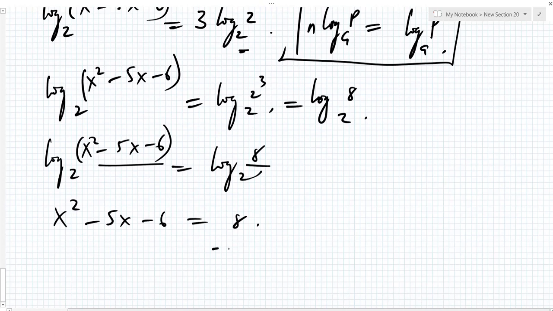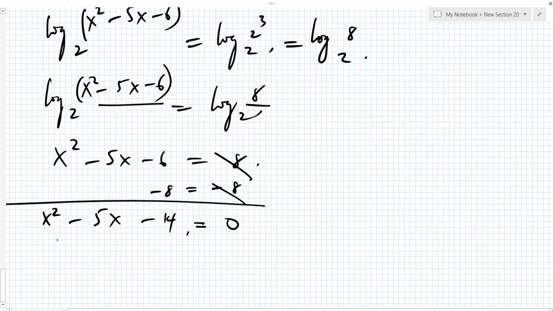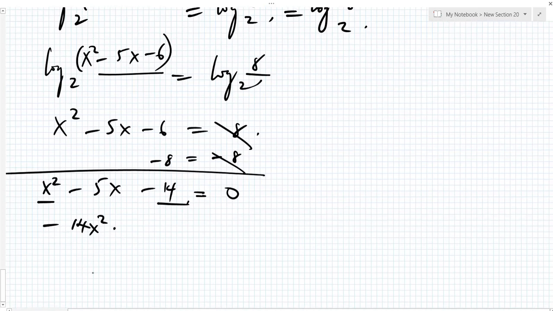Now if you add minus 8 to both sides, this will cancel out. You have 0. So you have x squared minus 5x minus 14. Now multiply the first term and the last term. You have minus 14x squared. Now what are the factors of minus 14x squared that, when you sum them, give you minus 5x?